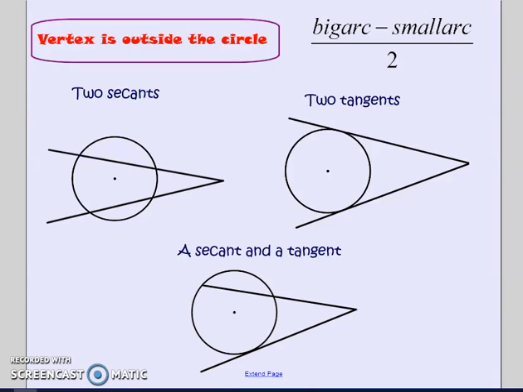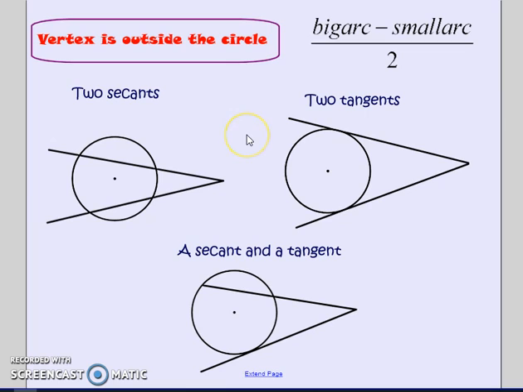In this last video, we're going to look at calculating angles using arcs when the vertex of our angle is outside of our circle. So we've done central angles, we've done inscribed angles where the vertex is on the circle, we've done chords where the two chords cross inside the circle, and this last one we're going to do has our vertex outside the circle.